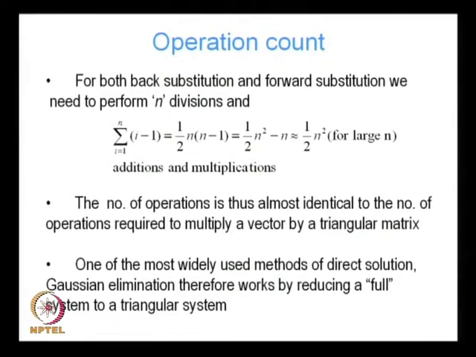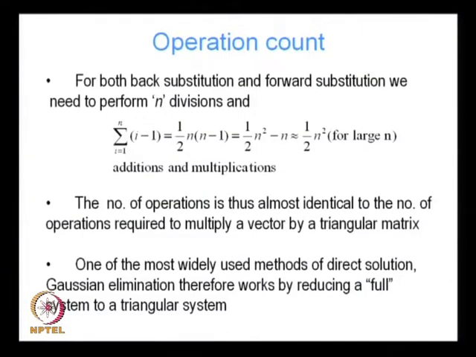Why do we talk so much about triangular systems? Because to solve a system of equations using Gaussian elimination, triangular systems are probably the most efficient way of solving it. So the basic idea is that we try to reduce the system to a triangular system. The first part in any Gaussian elimination attempts to reduce a full system to a triangular system, and once it has reduced it to a triangular system, it uses forward substitution or backward substitution to solve the system.